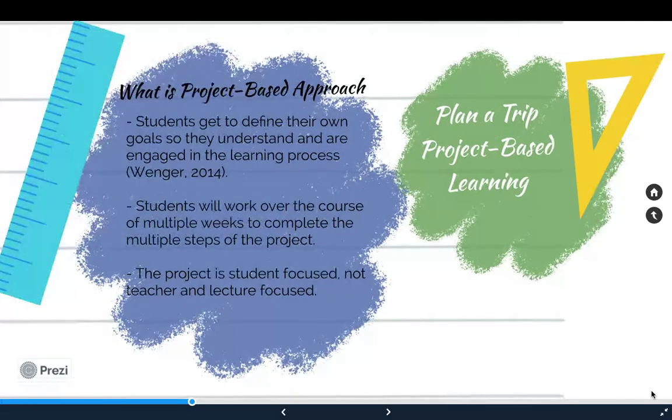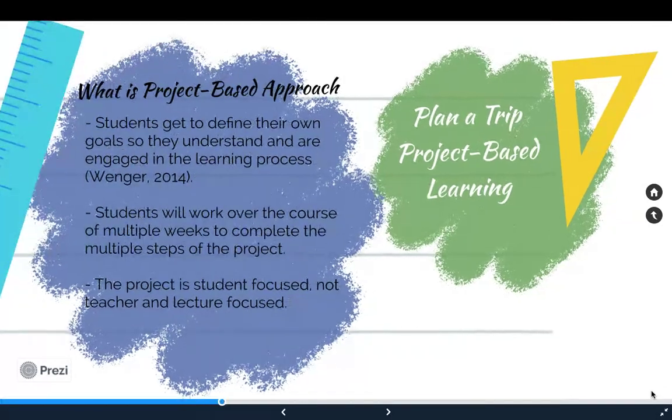The project-based learning approach allows students to define their own goals so they understand and are encouraged in the learning process. This project will occur over the course of weeks to complete the multiple steps of the project. The lesson will be student-focused and not teacher or lecture-focused. The teacher will be there to guide the students.